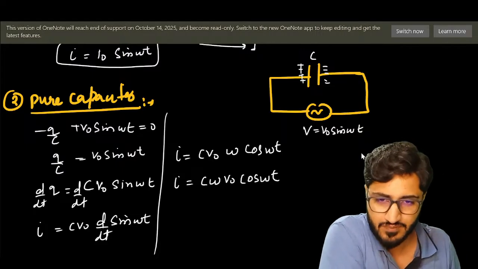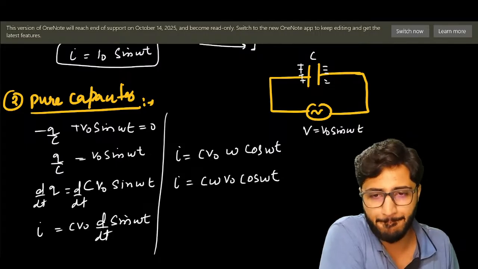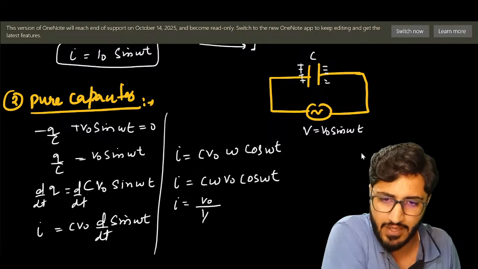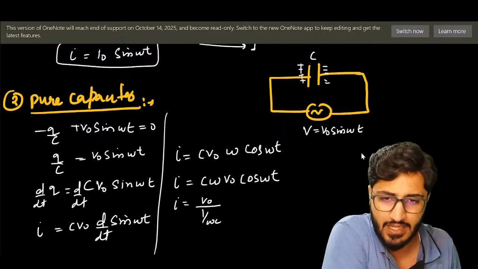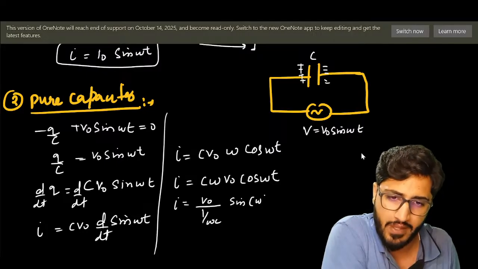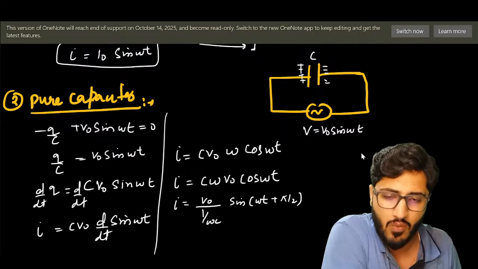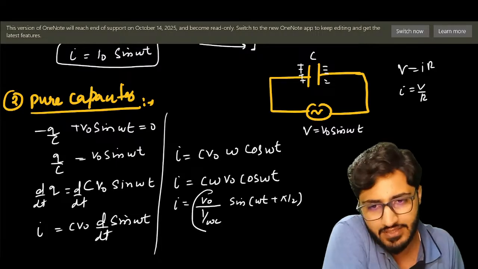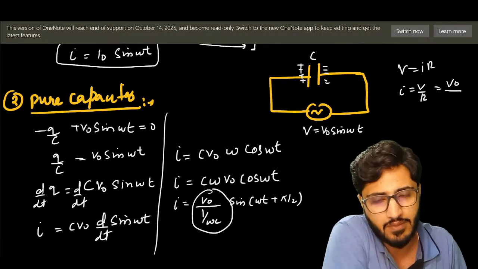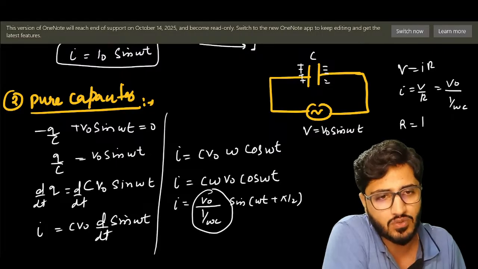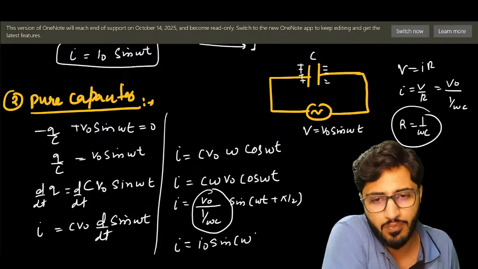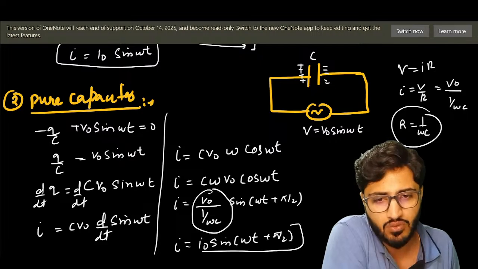Look now. So what we can do? Can I write I equals V naught times 1 divided by omega C, same, and cos omega t? I will write here sine omega t plus pi by 2. What is Ohm's law? V equals IR. So I equals V by R. Just compare this now. Is it V naught divided by 1 divided by omega C? So R equals 1 divided by omega C. Done. So I equals I naught sine omega t plus pi by 2.